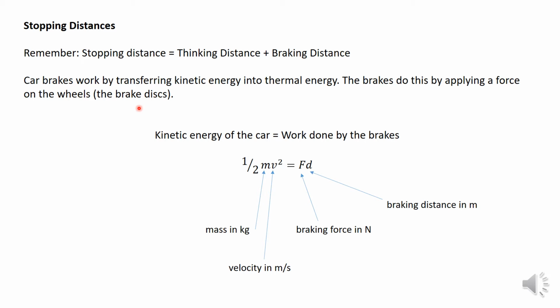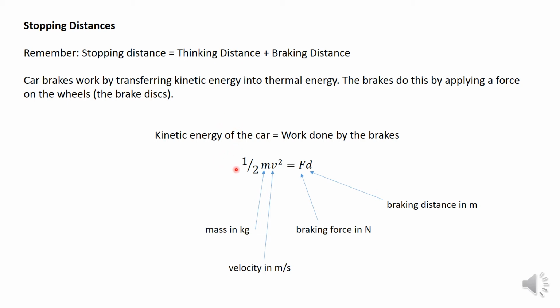The whole mechanism by which car brakes work is that they take the kinetic energy of the car and turn it into heat, into thermal energy. They do that by applying a braking force. The brakes are attached to the wheels, or more precisely, you've got the brake pads pressing down on the brake discs, which are attached to the wheels. And as the car slows down, the brakes get hotter and hotter.